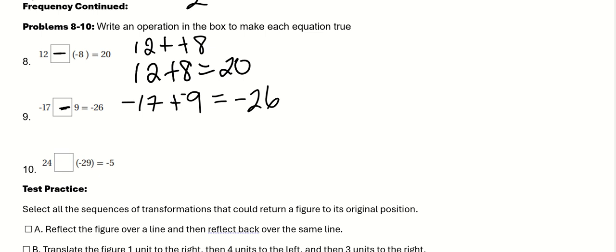So the last one is 24 and negative 29, and then I have negative 5. So I have a really big positive number, I have a really big negative number, I want a small negative. So I don't want more positives, I don't want more negatives. So because I don't want more of one of them, I'm just going to add them together. 24 plus negative 29.